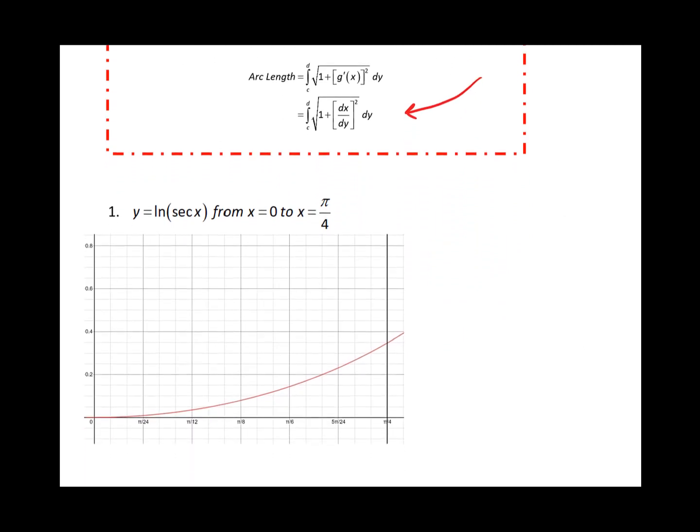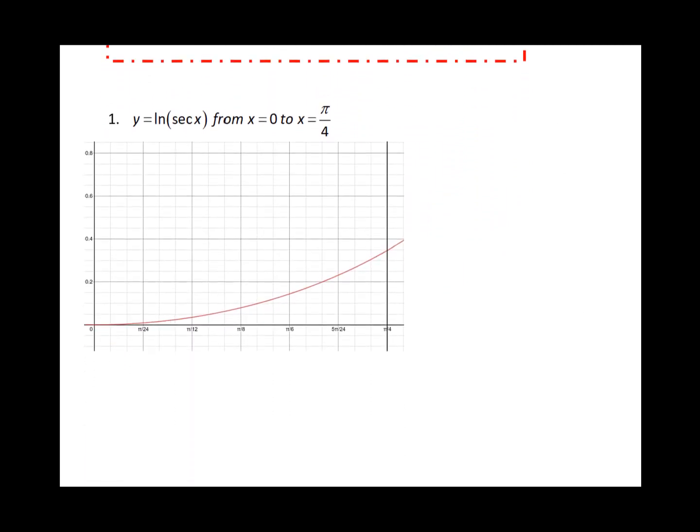If we were to have this example, y equals the natural log of the secant of x from x equals 0 to x equals pi over 4, we can clearly see here that this is given y as a function of x. I grabbed this little graph in Desmos, and we can see on the graph, this right here is y equals the natural log of the secant of x from 0 to pi over 4.